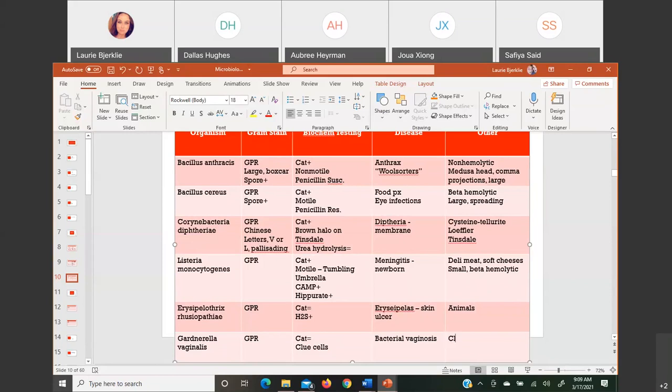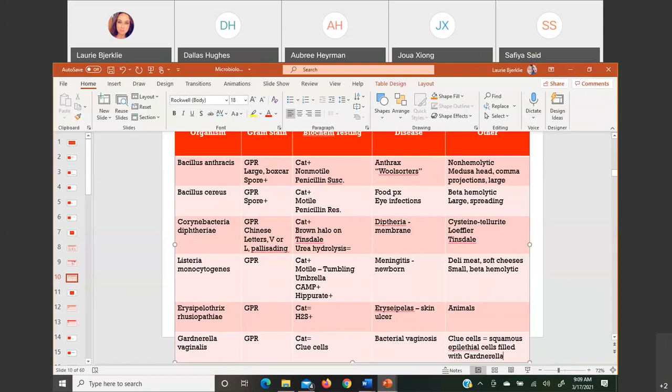So clue cells, again, are those squamous epithelial cells filled with the bacteria. The way that you see the clue cells under the microscope, they'll obscure the outline of that squamous epithelial cell. Normally squamous epithelial cells have a very defined shape and wall to them. This will kind of skew the look of that outline. It will look very filled. It will be very refractile.